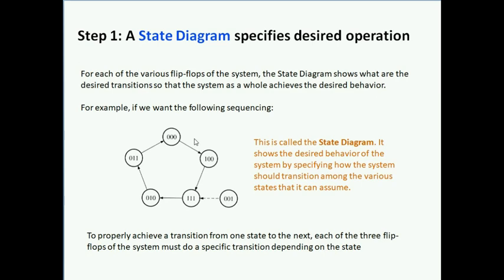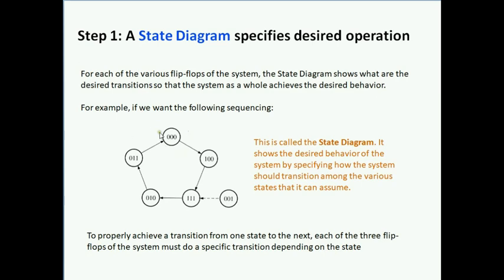And we would like the flip-flops to change states from 0 to 1 or 1 to 0, orchestrated in an appropriate way so that as a whole the collection of these 3 flip-flops will follow this pattern. That is what we would like to do. Again, remember that the state of the system corresponds to a snapshot of where exactly the system is at any given time.